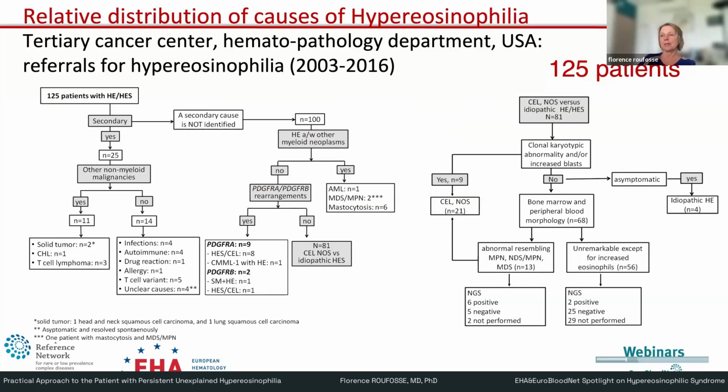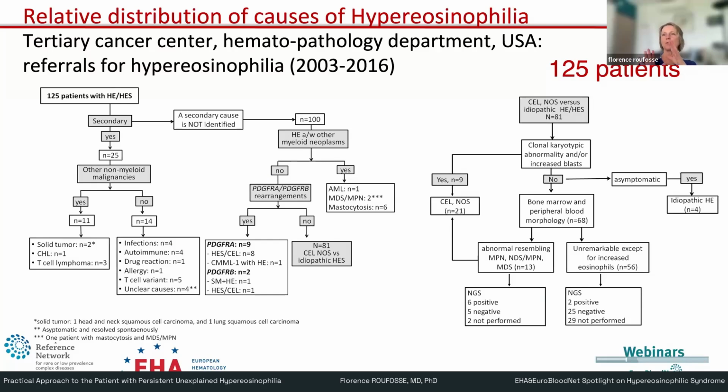And this data was collected by a hematopathology department in the USA, from patients who were referred for hypereosinophilia, also during an almost 15-year period. Here, 125 patients were collected. I'm just going to go through this slide step by step, pointing out what I think is really interesting here.